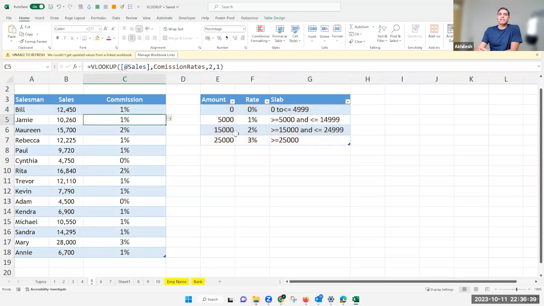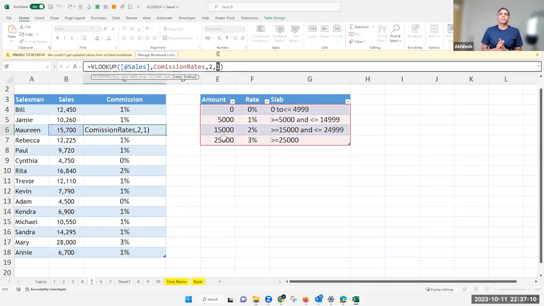And this gives me result. Now let's verify whether this result is correct or not. So here 10,260, which probably falls in this range, and 1% is the result. That's coming correct. Here it's 12,225, again same range, 1%. 15,700, more than 15, less than 25, 2%. That result is also coming correct. So result is coming correct just by tweaking my simple VLOOKUP formula from 0 to 1.